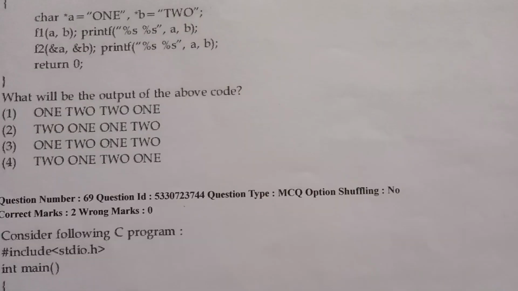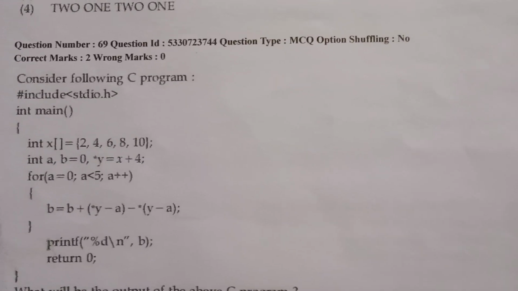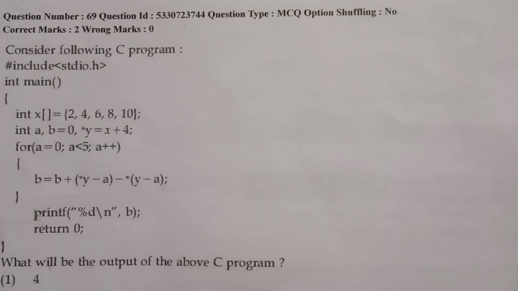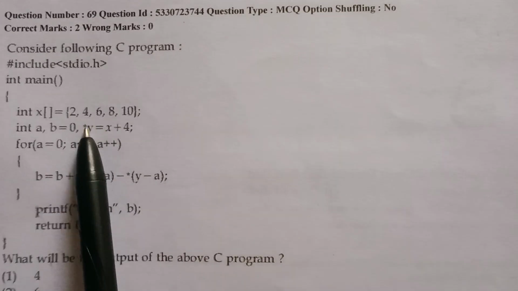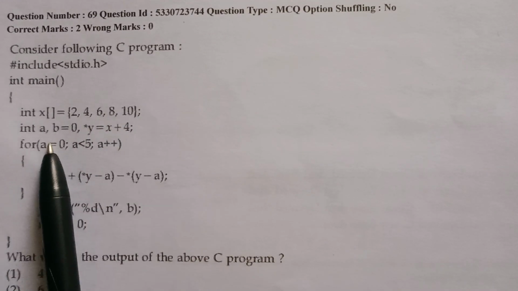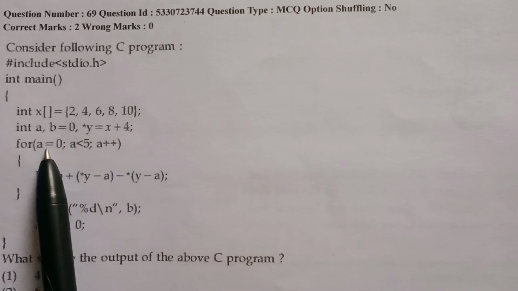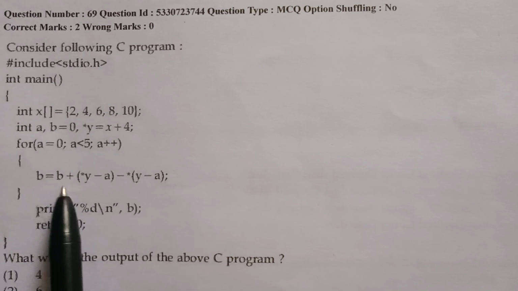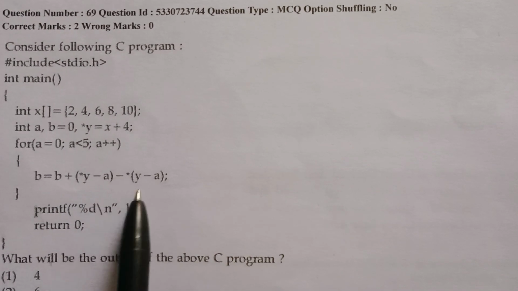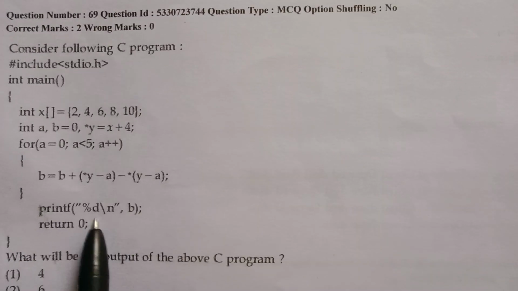Now let us see the next problem, question number 69. So question number 69, you have a C program. Here you have main and then you have int x, the array, and then you have b equal to 0, star y equal to x plus 4. And then you have a for loop, and then here b equal to b plus star y minus a and minus of star of y minus a. And then printing the value of b.